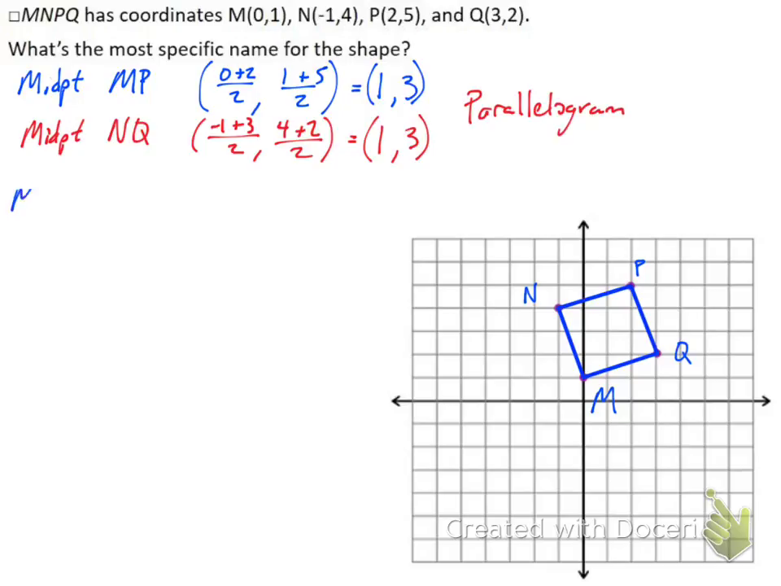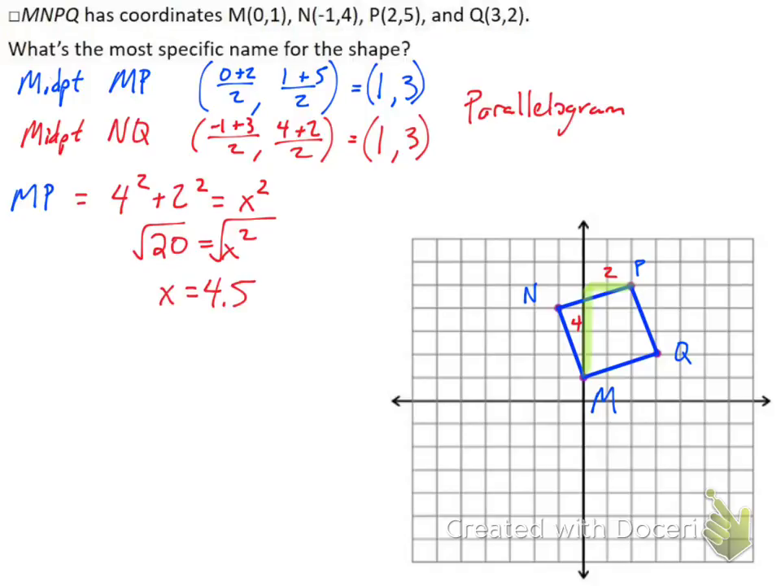Next thing, move on to distance. Find the distance of MP. Make a right triangle out of that. So I go up 1, 2, 3, 4, and I go to the right 2. So distance of MP is going to be 4 squared plus 2 squared is equal to x squared. It gives me 16 plus 4, which gives me 20. And then take the square root of both sides. Square root of 20 gives me 4 point something. So I get x is equal to 4.5.